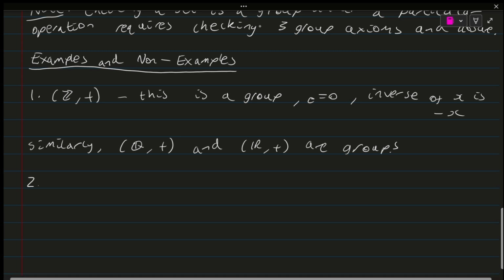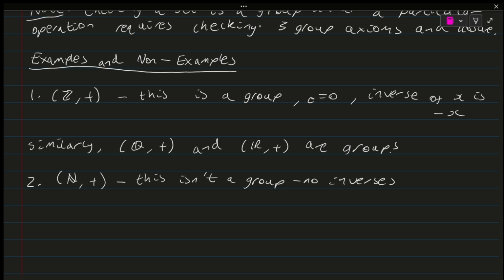So number 2 is going to be the natural numbers under addition. Now this isn't a group because we don't have inverses. So if you think about what we looked at before, the additive inverse of, for example, 2 is minus 2, but minus 2 is not in the natural numbers. So the natural numbers don't have additive inverses, and therefore they can't be a group under addition.